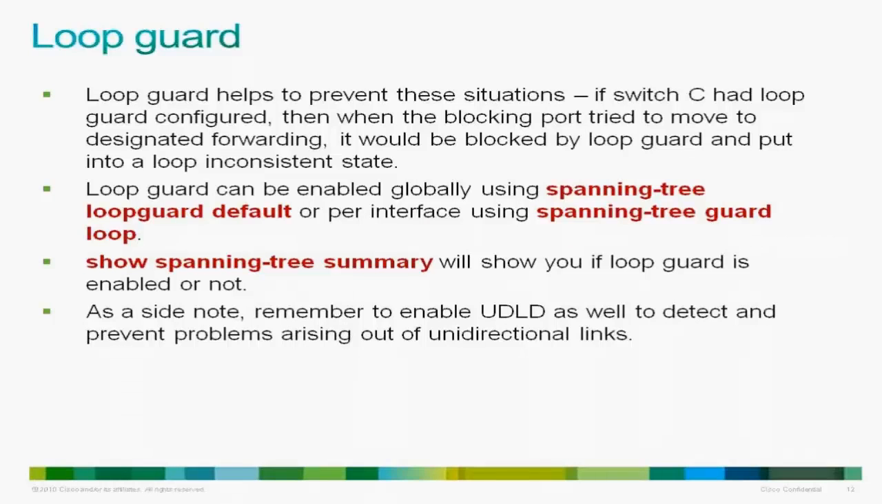And apart from LoopGuard, which is meant to prevent such unidirectional issues, you can also use UDLD, which is again a very good mechanism that can detect and error disable your interfaces if you have unidirectional problems, where one side is sending but the other side is not receiving.